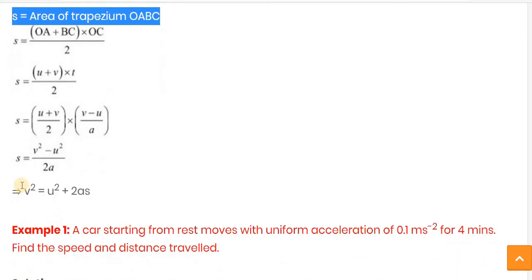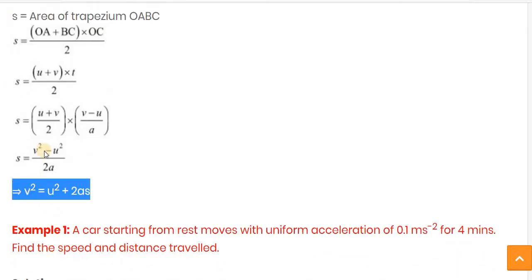So the formula that we get, S is equal to V square minus U square divided by 2A. So if we want V square, then we have to carry all the things to this side, equal to this side. So 2AS, and minus U becomes plus. So the final formula that we get is V square is equal to U square plus 2AS.